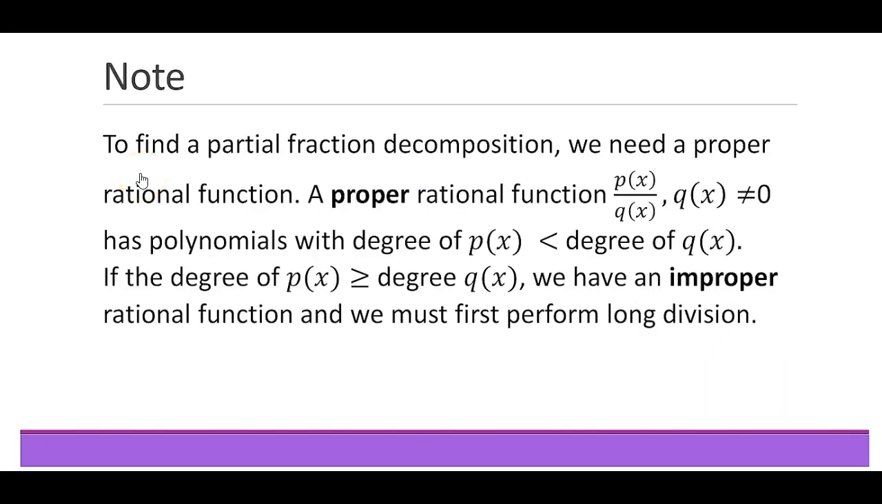A quick note before we start: to find a partial fraction decomposition, we need a proper rational function. A proper rational function, p of x over q of x, where q of x does not equal 0, has polynomials with degree of p of x, so the degree in the numerator, less than the degree of the denominator. So if the degree of p of x, the numerator, happens to be greater than or equal to the degree of the denominator q of x, we have an improper rational function, and we must first perform long division.